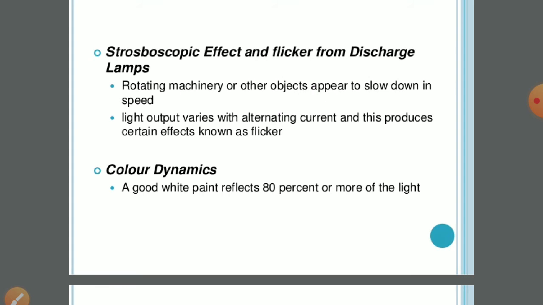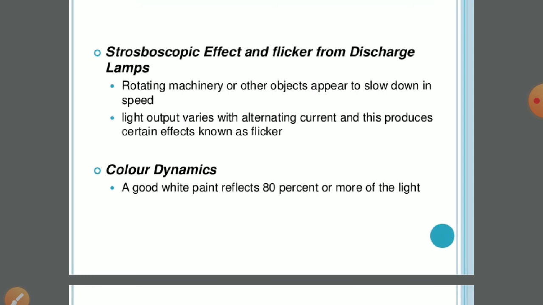In some of the discharge lamps there is a stroboscopic effect, so rotating machinery or other objects appear to slow down in speed. The light output varies with the alternating current, and this produces an effect called flicker. You have probably already observed flicker in some places, so flickering should not be there.